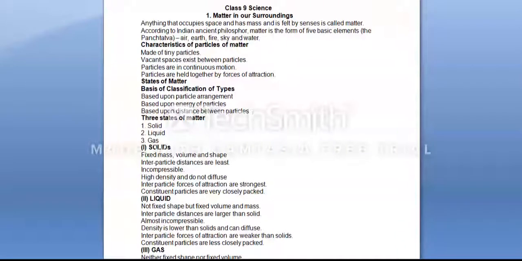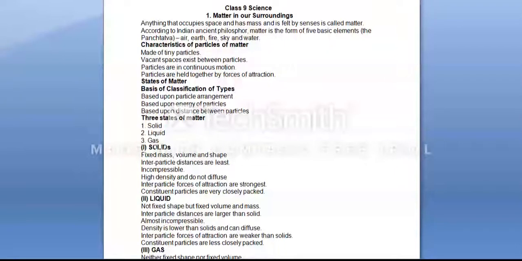Interparticle distances are least in solids. They are incompressible, which means they cannot be compressed by applying external pressure. They have high density and do not diffuse. Interparticle forces of attraction are strongest, due to which they are incompressible. The constituent particles are very closely packed, which makes solids incompressible.